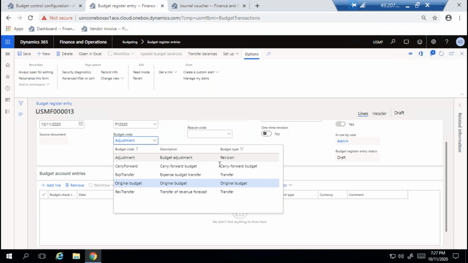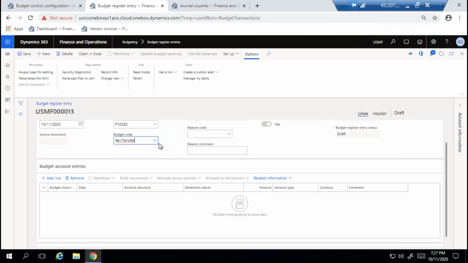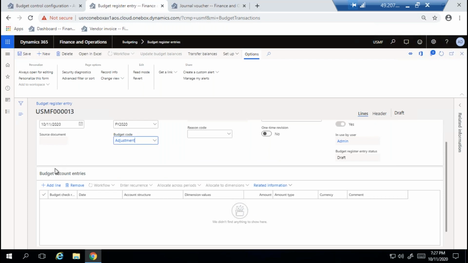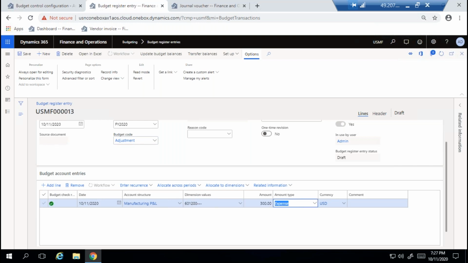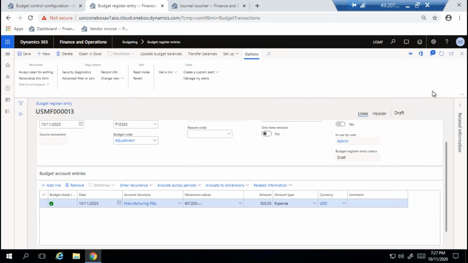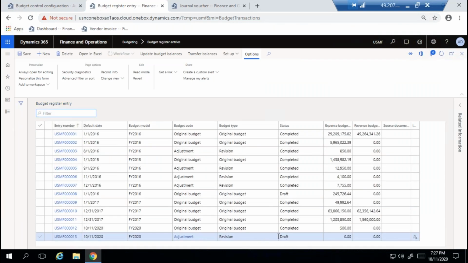One second, revision budget. I'm just entering this revision budget, $601,200. Yeah, now it is coming. Okay, here look at this one. It is in the draft mode. I have not posted.